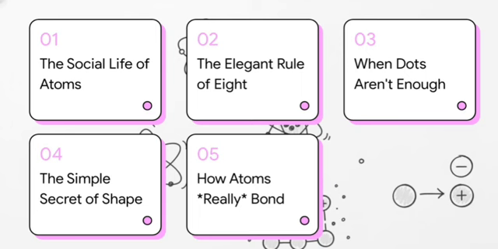So here's our game plan. First, we'll look at the social life of atoms, why they even bother to connect. Then, we'll uncover our first big clue, this elegant rule of 8. After that, we'll see where that simple rule kind of breaks down, which leads us to the secret of 3D shapes. And finally, we'll get into how atoms really form those bonds.